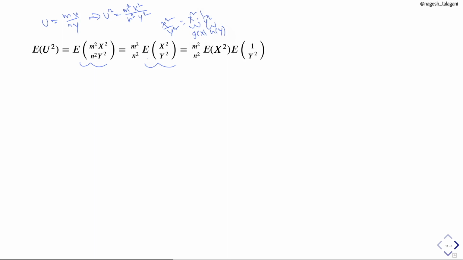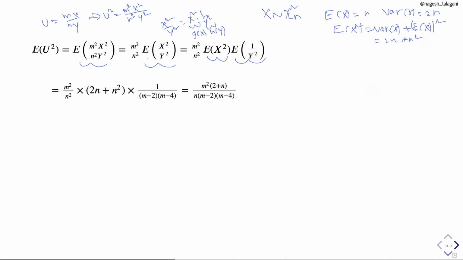That's why the expectation of x square by y square we can write as the expectation of x square times the expectation of 1 by y square. Now here x is a chi-square random variable with n degrees of freedom. So the expectation of x is n and the variance of x is 2n. So what will be the expectation of x square? It will be the variance of x plus the expectation of x whole square, which is 2n plus n square. So I am writing this expectation of x square as 2n plus n square.